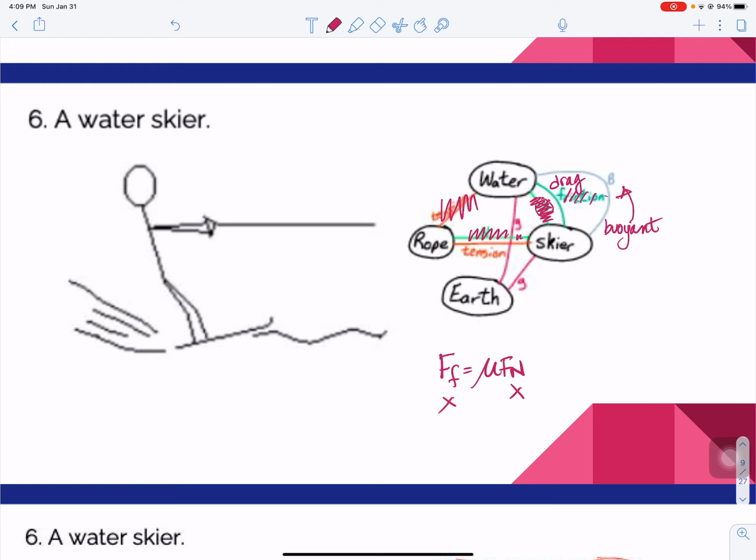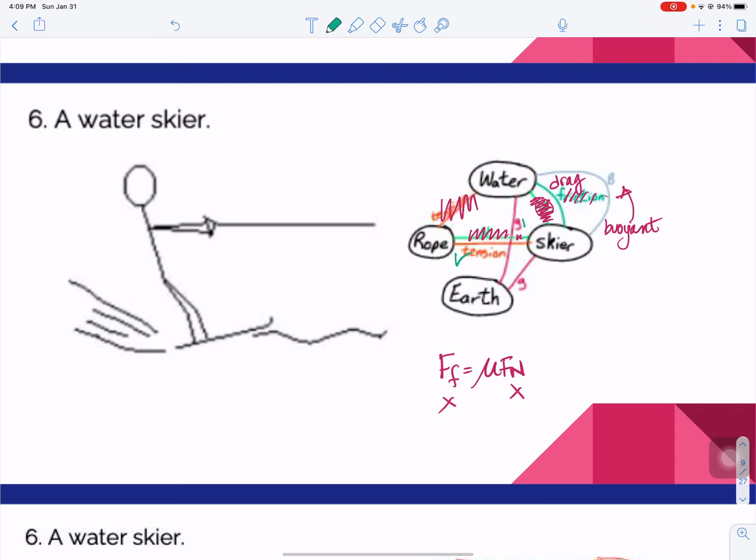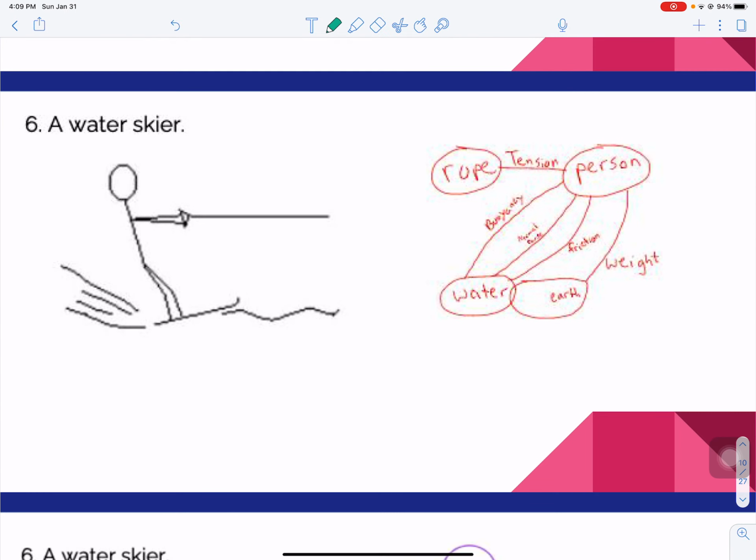So I'm going to agree. We'll do this in green. So we will agree with tension, gravity, buoyant, and drag. And that's all that I would put on here. Okay, so we've got rope and tension, good. Person and water is buoyant, good. Why don't we have a normal force? Because water is not a solid object. Instead of friction, we're going to call this drag. And weight, and that is good.